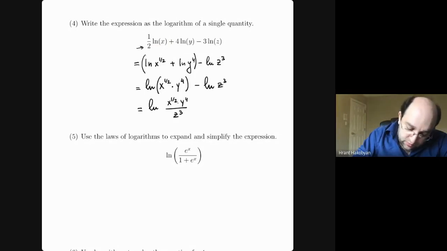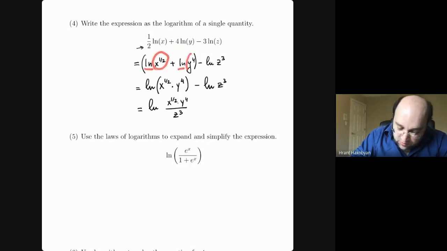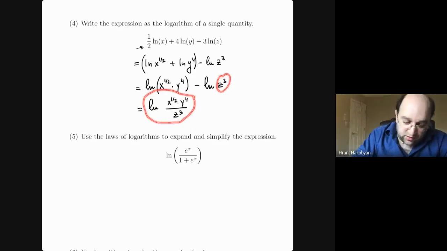How do I do that? Well, I make the coefficients into powers. So this becomes x to power 1/2, this becomes y to power 4, and this becomes z to power 3. Then I have logarithm of this plus logarithm of this minus logarithm of that. So I can write logarithm of this times that. They multiply because I have an addition here. And then I have minus this part here, so I have divided by this. So that's how I got that.